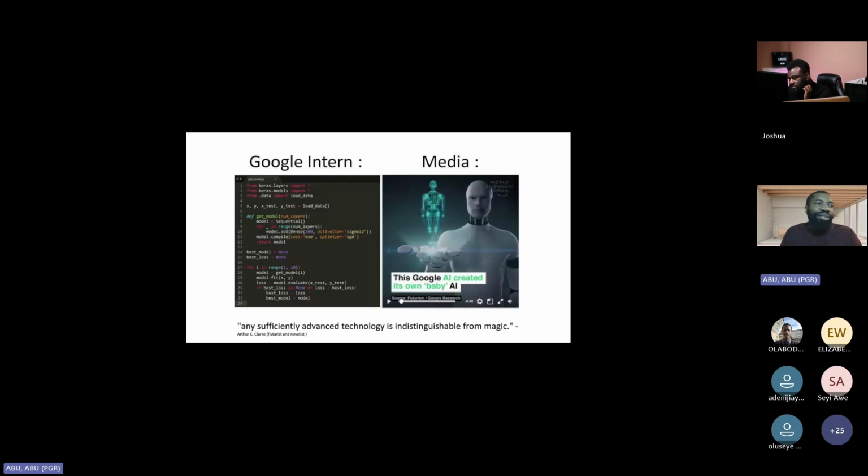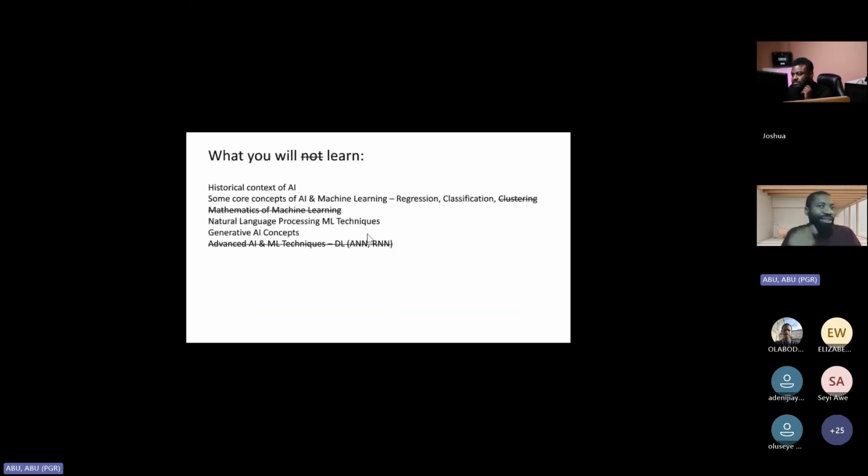So what are we going to do in this workshop? We're going to look at the historical context of AI. Where have things progressed from, and where are we now? We'll also look at some of the core concepts of AI and machine learning, and then touch on some of the very basic algorithms, regression and classification. We'll also look at natural language processing, which has really revolutionized the AI space.